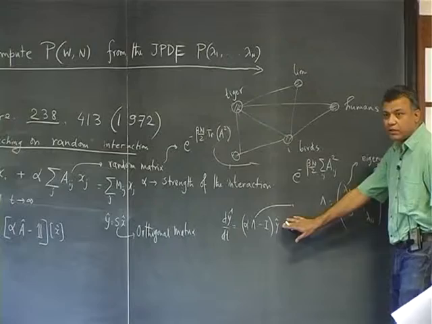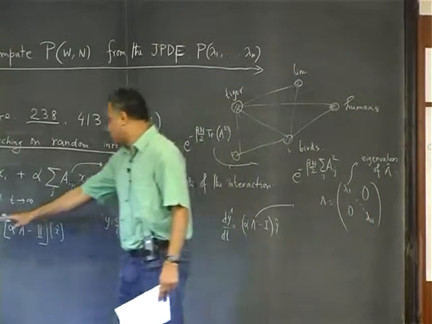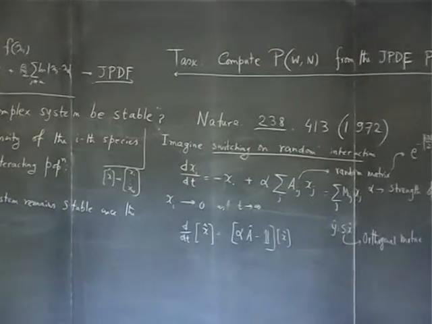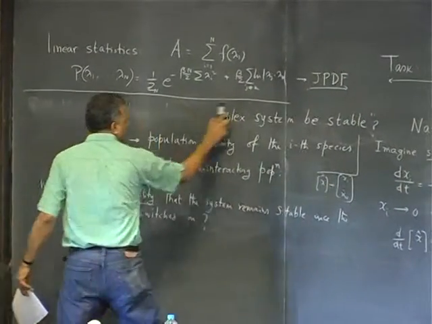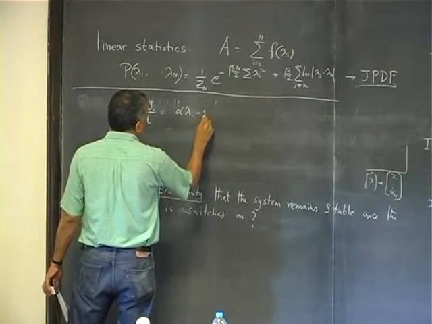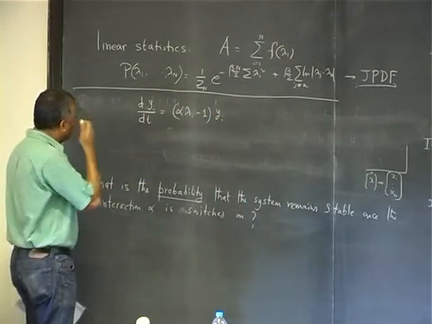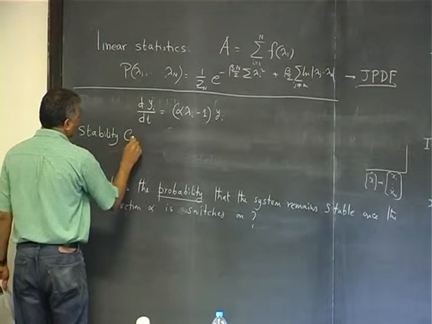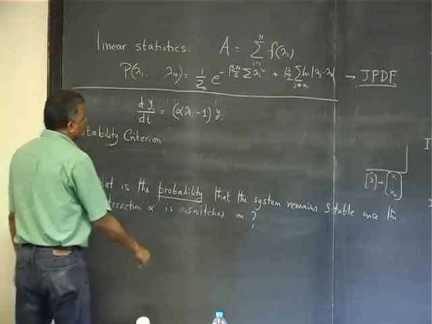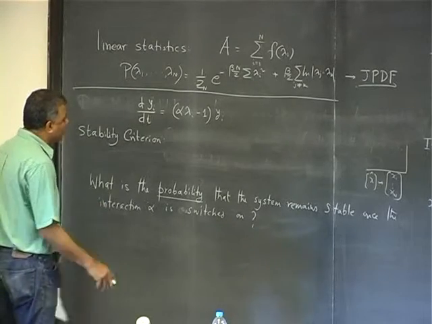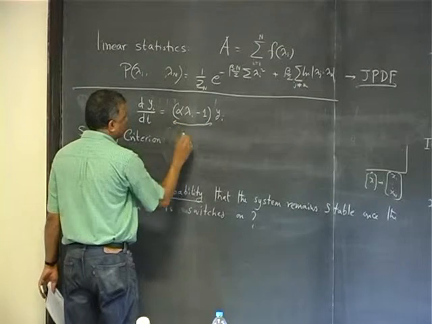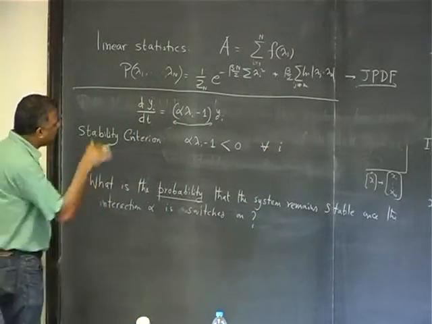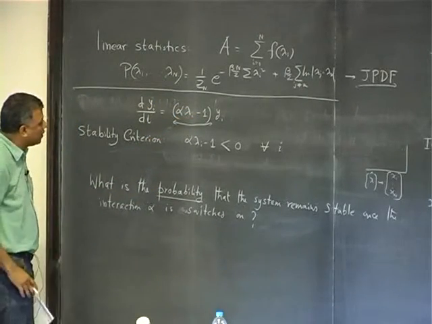Is that clear to everybody? Fine? Just diagonalize this matrix Mij. That means basically dyi/dt equals (alpha lambda i minus 1) times yi. That's all it says. So the criterion for stability is that all the yi's should go to 0 as t goes to infinity. Only then the system is stable, which means that this coefficient should be negative for all i, so again it will exponentially go to 0. The system will remain stable provided this criterion holds.